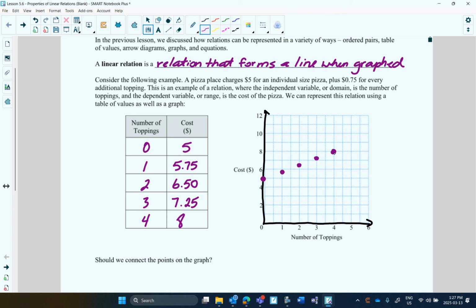So here's a table describing this relation. Here's a graph describing this relation. Would you call it linear? Yes, because these dots form a line. So by looking at the graph, you can tell me whether it's linear or not. Another quick question, and we did questions like this last year. Should I go like this, or should I leave the dots separated and put an arrow at the end? Or should I go like this?